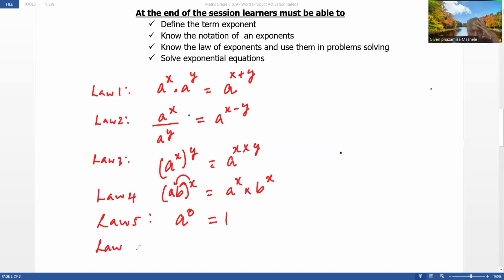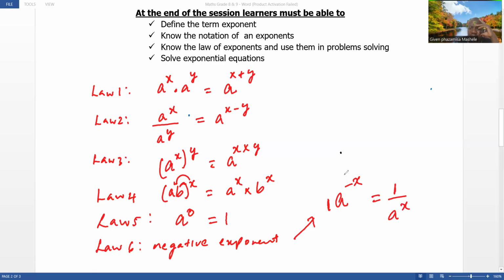Then law 6 is for negative exponents. And what did we say about the negative exponent? When we have a to the exponent of minus x, this is the same as 1 divided by a to the exponent of x. So we change the exponent from being negative to positive, which means it must be in the denominator. For example, if you have 4 to the exponent of negative 10, I no longer want my exponent to be negative. What do I do? I just leave the 4 here. Then this one comes down, which is 4 to the exponent of 10.